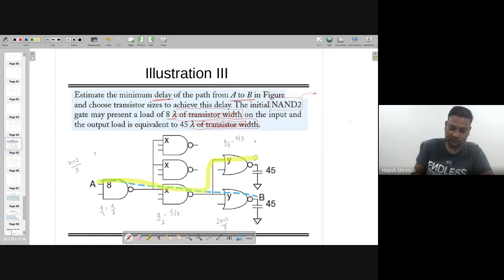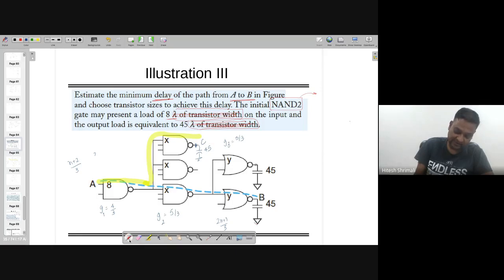Notably, all the G in this path is the same as what the previous path was. Sorry, if I take this one, it's identical to what we are doing for D. So the answer will be the same. So what I suggest, let's have a different path like this one. Let's assume that I am interested in path A to C, where the output is, let's say, 45.